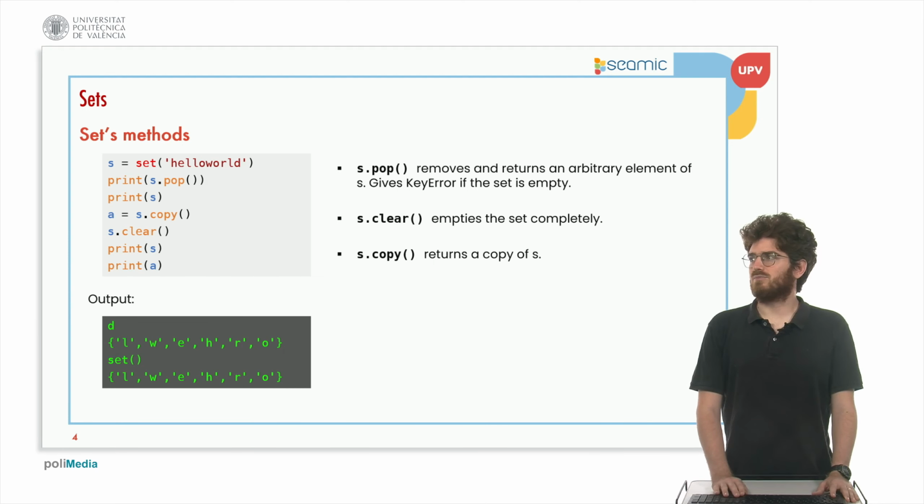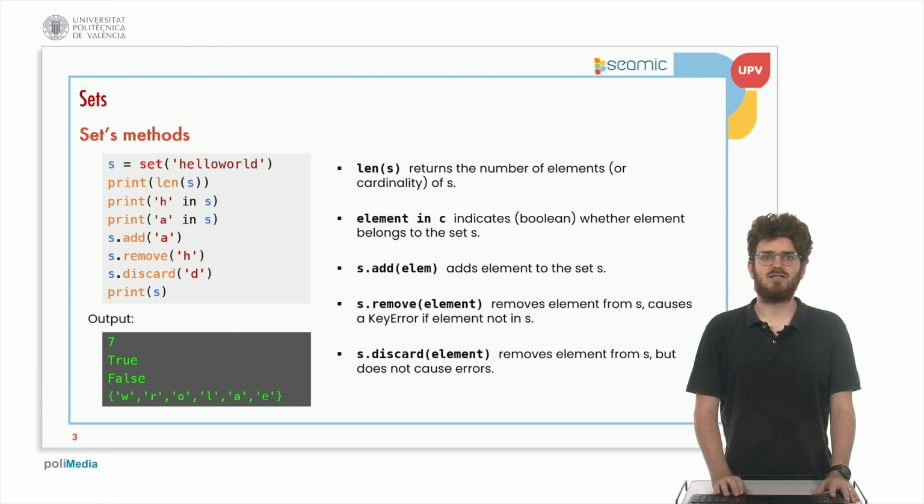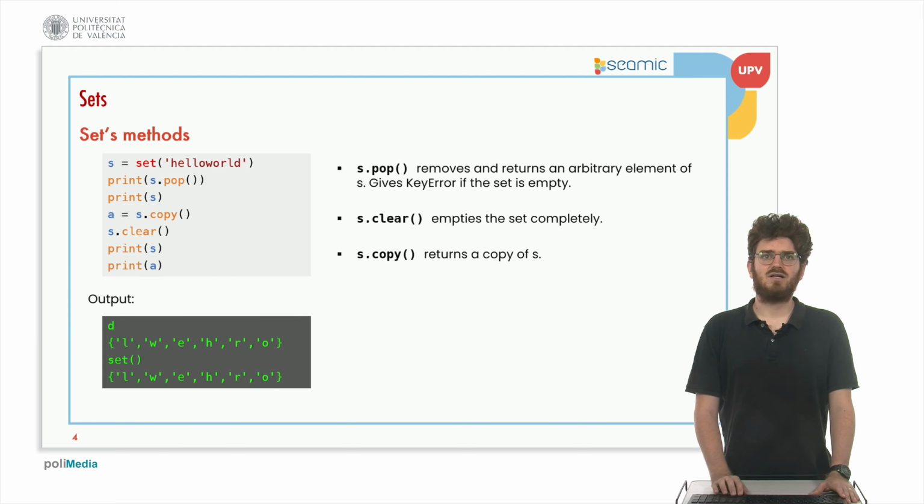We can also use the pop operation to obtain any element from the set, because the remove operation needs you to pass an argument to it. So, for example, you want to remove the H specifically. To say remove any element from the set and pass it to me, we use the pop operation. We can also clear the set completely and go back to an empty set, or copy it.